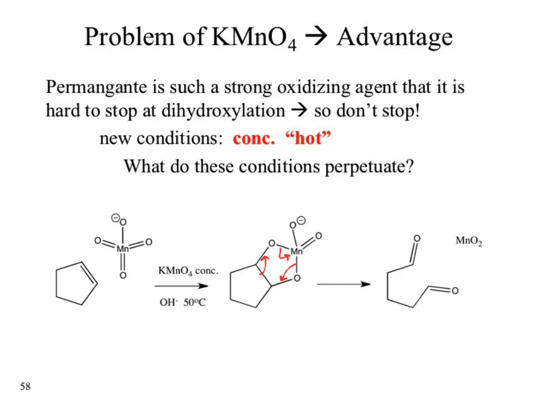We get this cyclic internal reaction. The sigma bond breaks to form the pi bond. We break a bond with the manganate, and then we shuttle electrons back down to form the other pi bond. We end up with the structure shown. Okay.